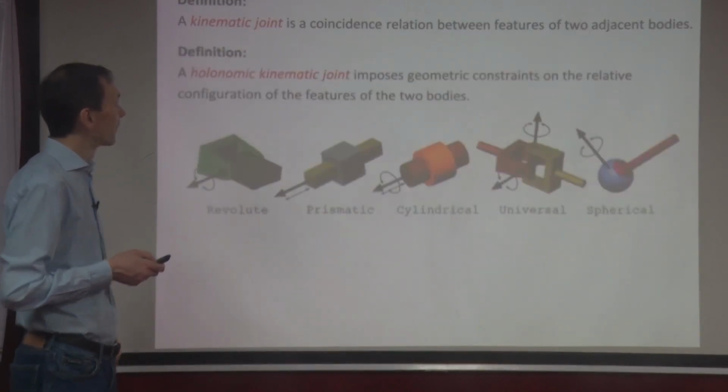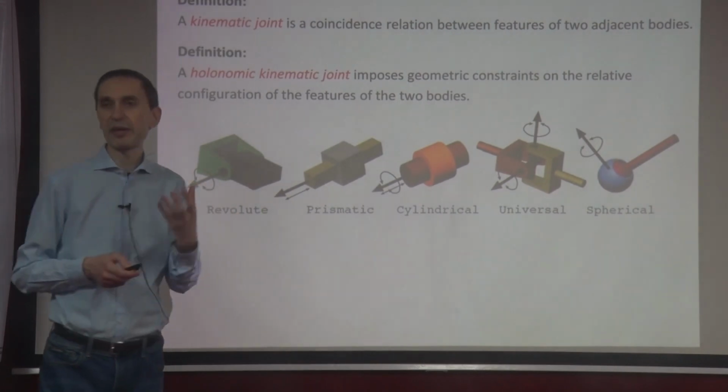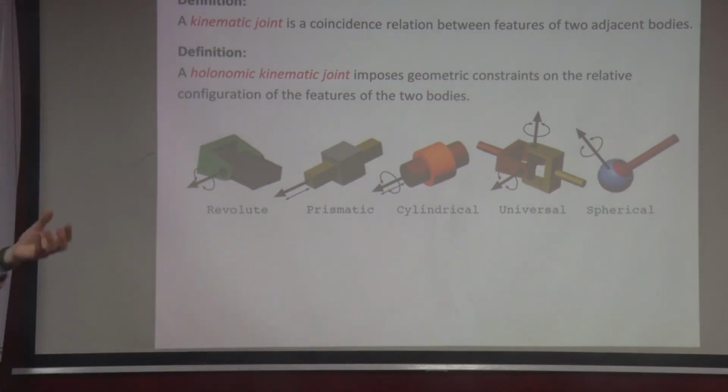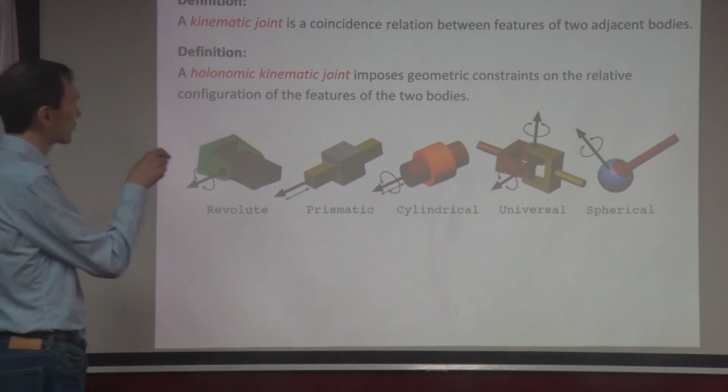This is what I was saying. Actually, what is a lower pair? A lower pair is very simple. It's a kinematic joint.